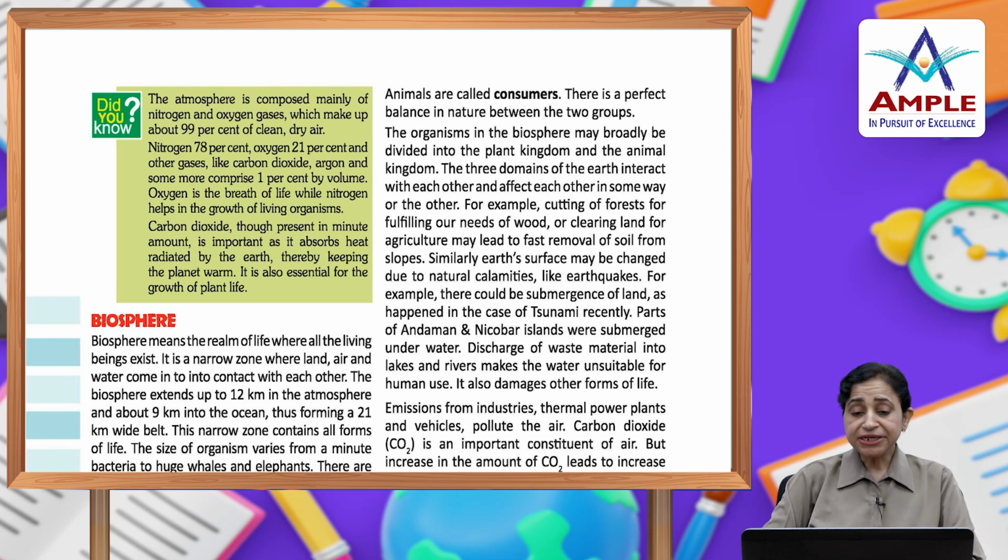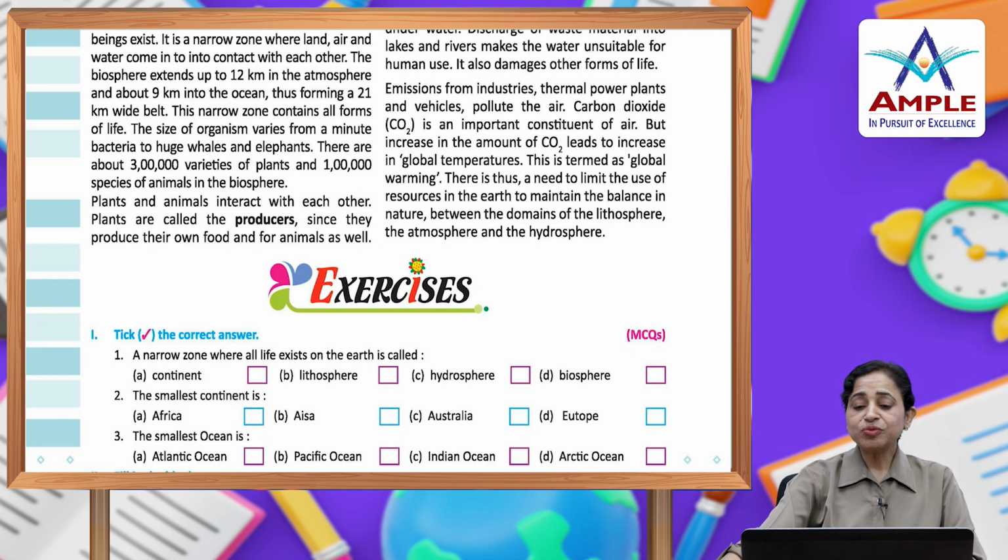Discharge of waste material into lakes and rivers makes the water unsuitable for human use. It also damages other forms of life. अगर ये सब होगा तो obvious ऐसा तो होगा ही. हम अपनी ज़रूरतों के लिए अगर ऐसा कर रहे हैं, रिवर्स में अगर आप वेस्ट मटेरियल डाल रहे हैं, पेड़ों को काट रहे हैं, so emissions from industries, their thermal power plants and vehicles pollute the air.